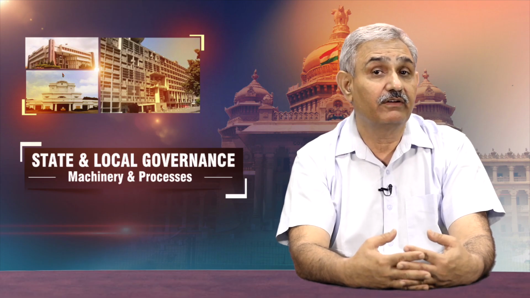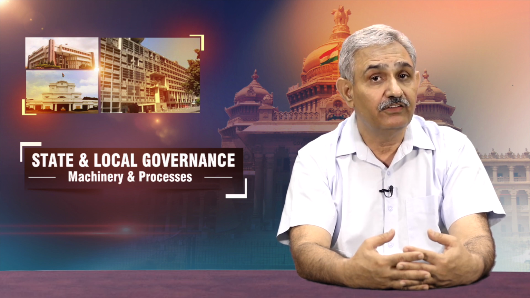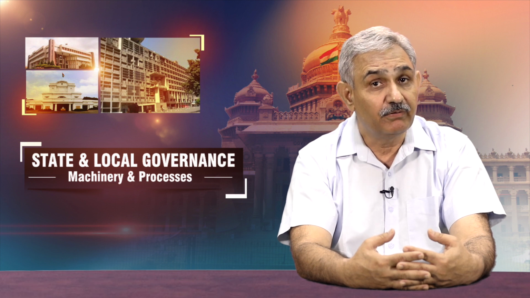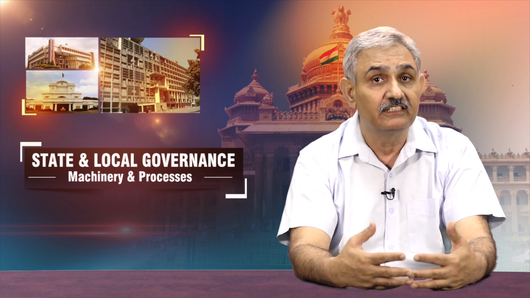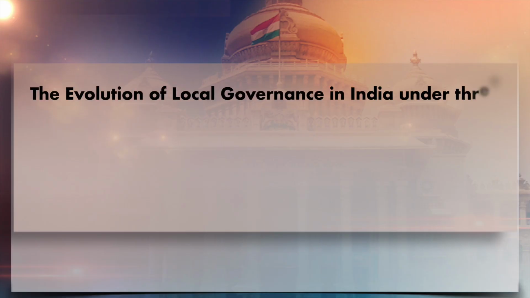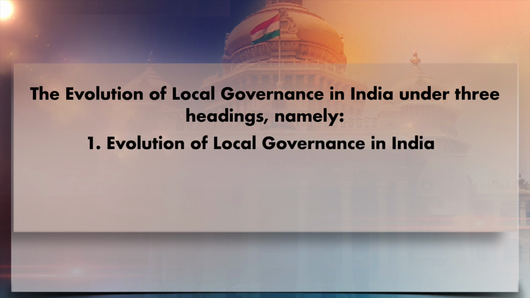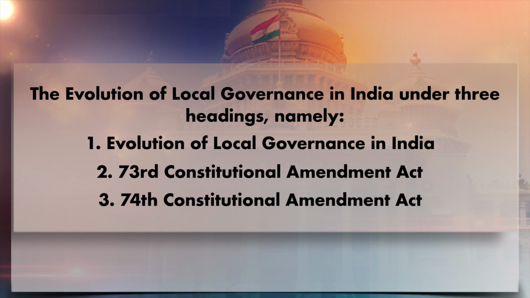This is the 8th week of your course and the beginning of the second component, that is local governance. Before this, we have gone through the state administration, state legislature, state executive as well as the district administration. In this week, we will discuss the evolution of local governance in India under three headings, namely evolution of local governance in India, 73rd Constitutional Amendment Act and 74th Constitutional Amendment Act.